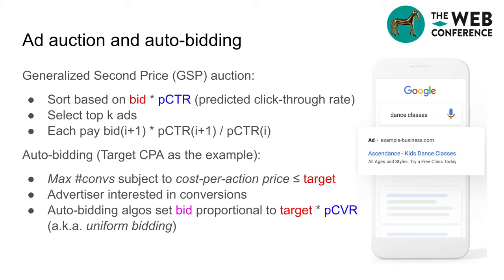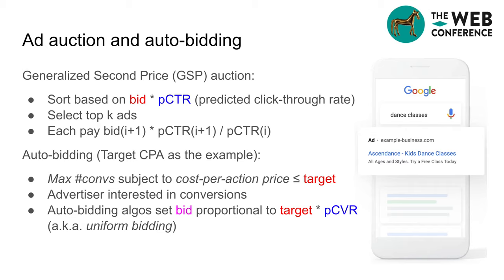Auto bidding algorithms are designed to help advertisers optimize their bids dynamically over time. This can be very helpful, for example, when advertisers are interested in conversions rather than clicks. Let's take the ad in the picture as an example. For dance classes, the advertisers might be more interested in users going to their website and ordering a class or becoming a member, rather than just receiving more clicks from users.